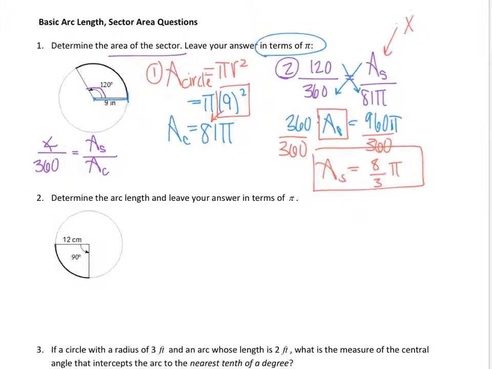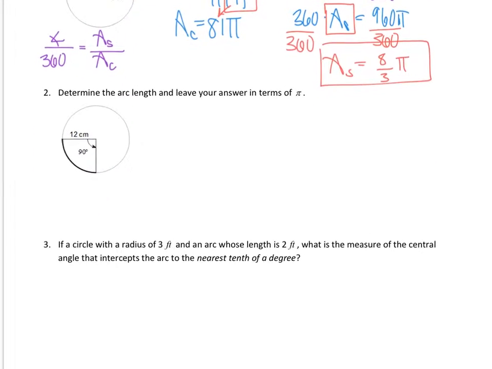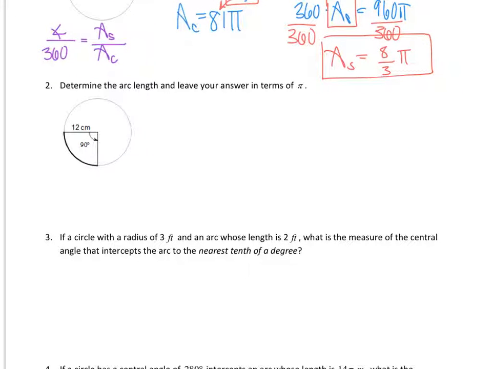In question 2, it says determine the arc length and leave your answer in terms of pi. So we're looking for this arc length out here, which we often call L, arc length. It says leave our answer in terms of pi, but remember we need a proportion here. Angle over 360, that's pretty standard, equals arc length.